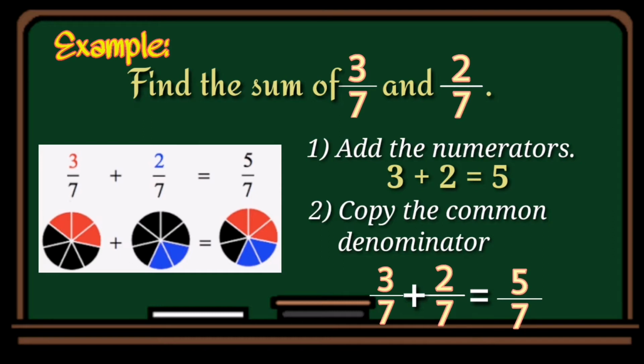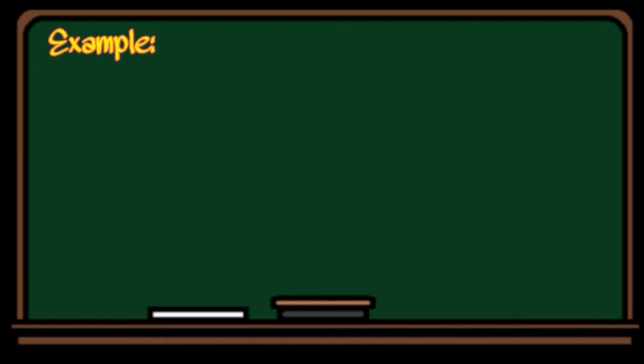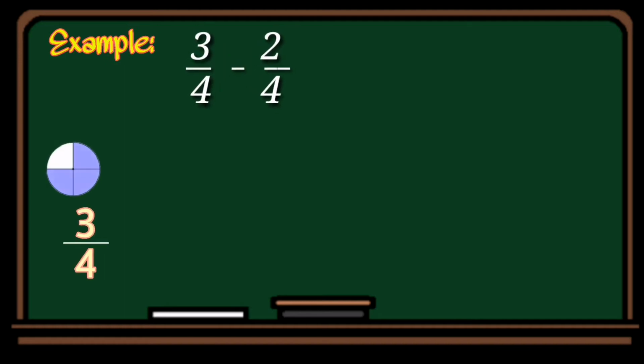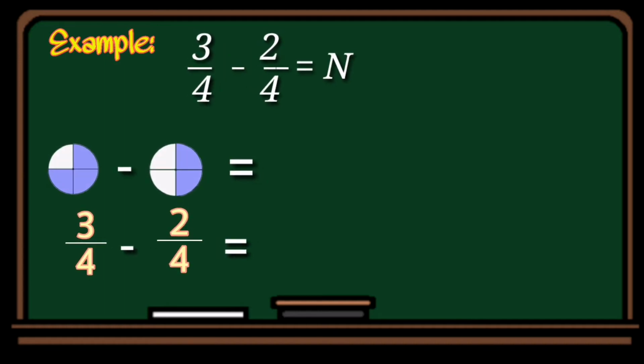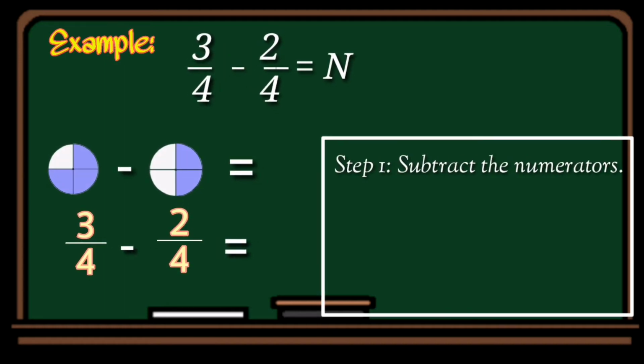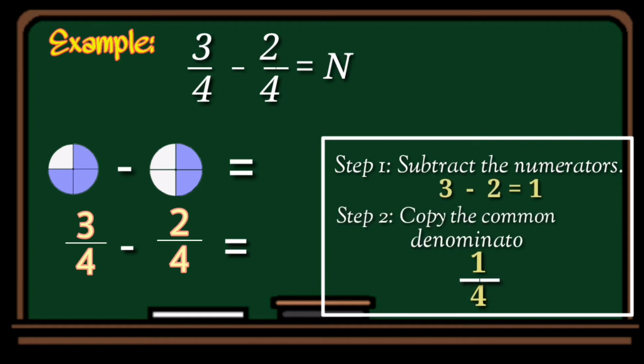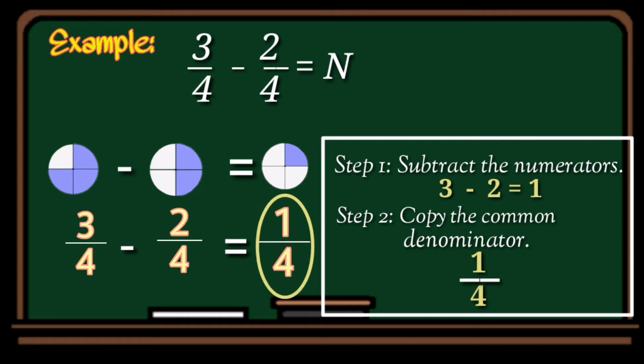What about subtraction of similar fractions? How are we going to subtract similar fractions? Okay, example, 3/4 minus 2/4 equals n. Okay, so first we're going to subtract right away the numerator since our fractions are similar. 3 minus 2 equals 1. And then copy the common denominator, which is 4. So 3/4 minus 2/4 equals 1/4. So the answer is 1/4.